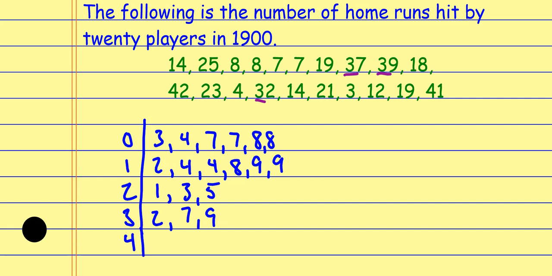And next, I'm going to go to the 2-digit numbers that start with a 4. Again, I go through and start marking them to keep a tally. It looks like I've got a 1 and a 2, and that's it.